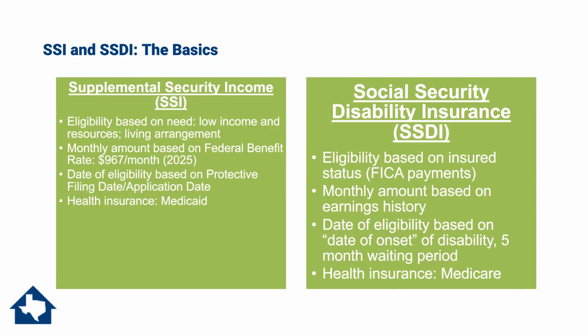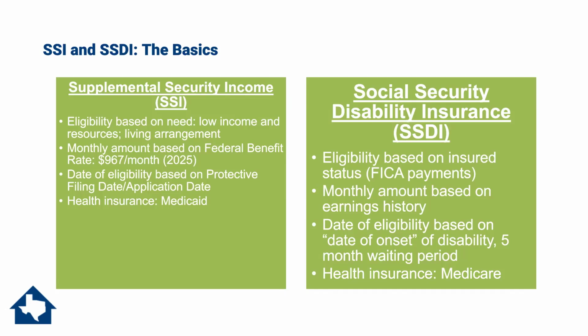The benefits here are based on a monthly federal benefits amount, which is about $967 for this current year. Date of eligibility is just whenever the individual applies for it. The protected filing date that's mentioned here is just if you call Social Security in advance and say, hey, I'm going to apply for these benefits, that will basically say that that's the date that benefits are going to be retroactively started. This also allows for individuals to have health insurance through Medicaid.